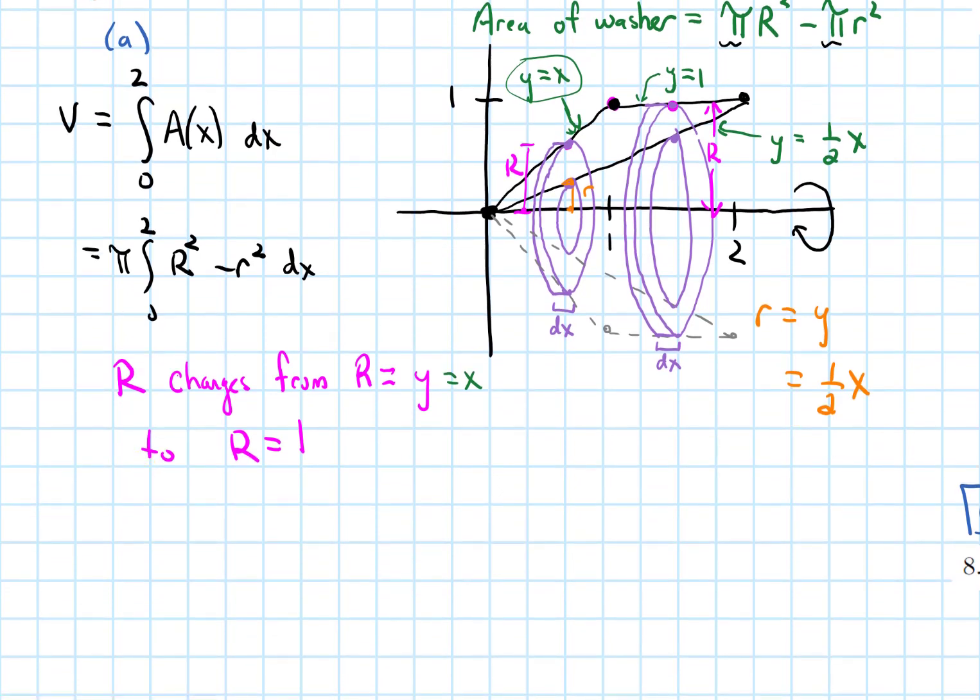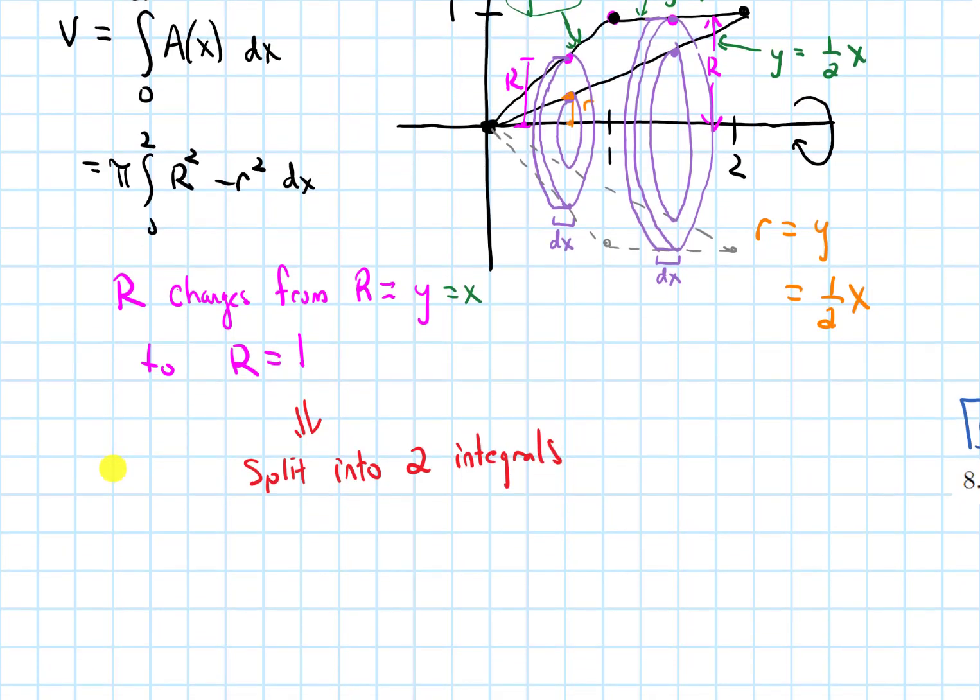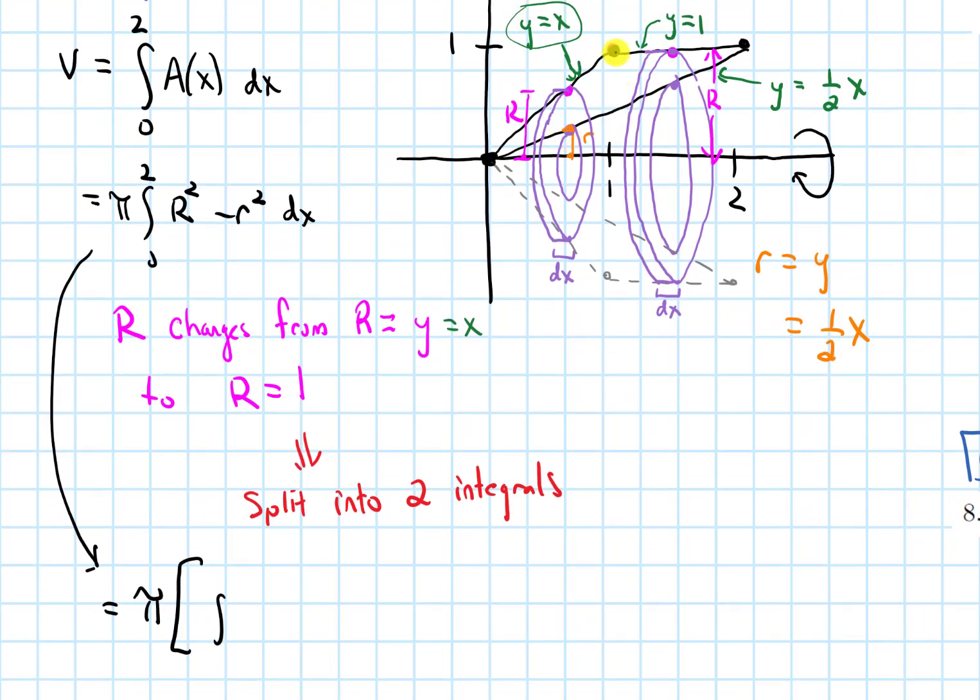Okay, so because big R changes somewhere, we are going to split our integral into two pieces. So we will split this into two integrals, because on one integral I'll use one of the values of big R, and on the other one I'll use the other one. So we'll get pi, and then let's split up the integral into one integral. Because it splits here, I've got to go from 0 to 1. And on that interval, my big R was equal to x. So we will get x squared. And then minus my little r. Well, little r was just 1/2 x. So we'll get 1/2 x being squared, dx.